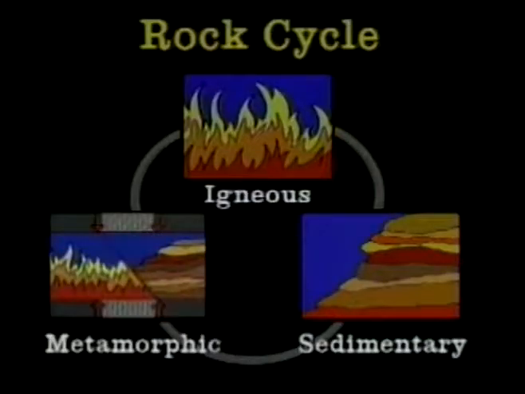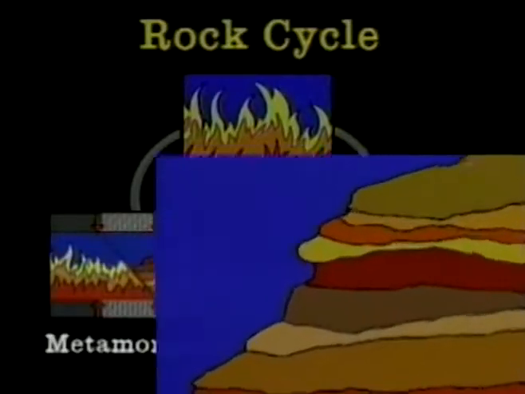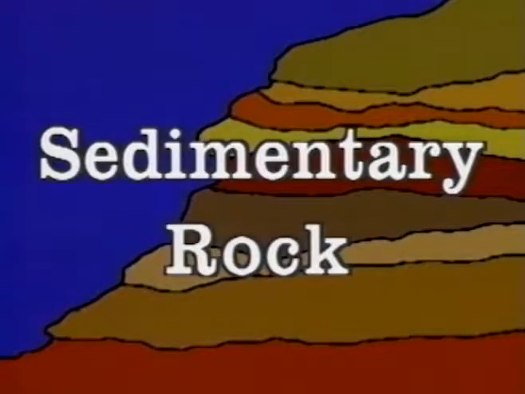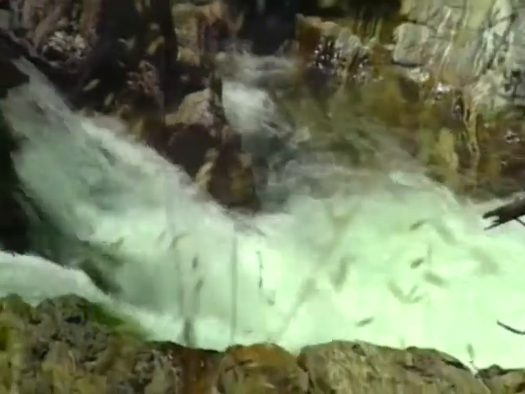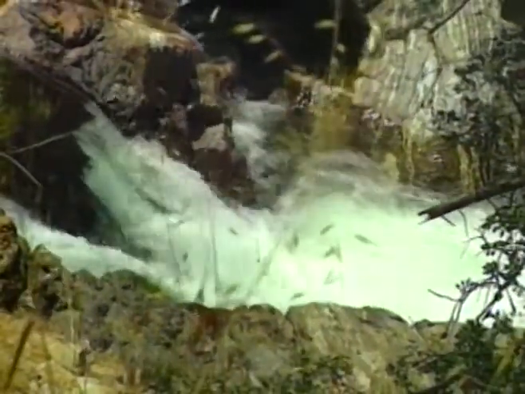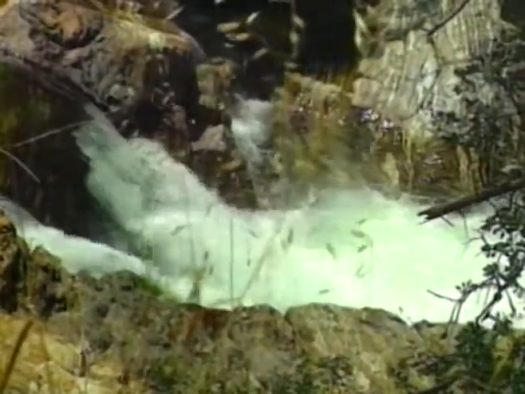In fact, weathering and erosion are instrumental in forming the second type of rock. We call this type sedimentary rock. Water, wind, and ice are constantly at work, breaking down and transporting rock fragments. Oftentimes, vast quantities of eroded rock materials settle at the bottoms of streams, lakes, and river deltas.